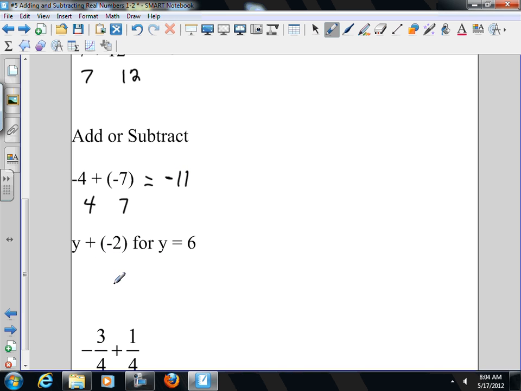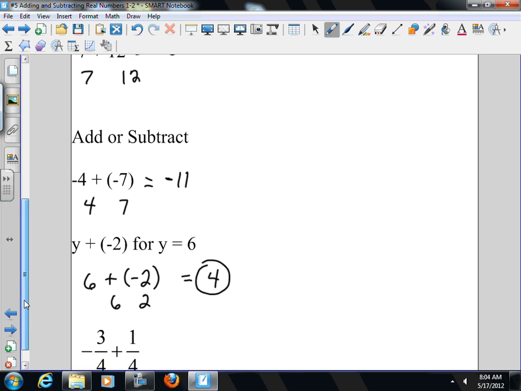It says do y plus negative 2 for y equal to 6. So we're going to substitute 6 in place of y. And we have 6 plus negative 2. The signs are different, so we're going to find the difference between the absolute values. Absolute value of 6 is 6. Absolute value of negative 2 is 2. Subtract them, and you get 4. Take the sign of the number with a bigger absolute value. Well, that came from positive 6, so the 4 remains positive.